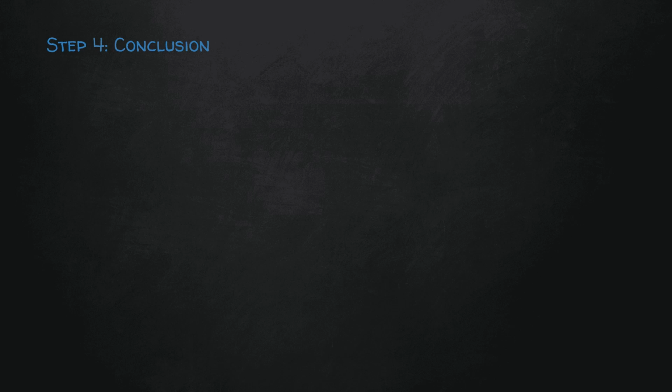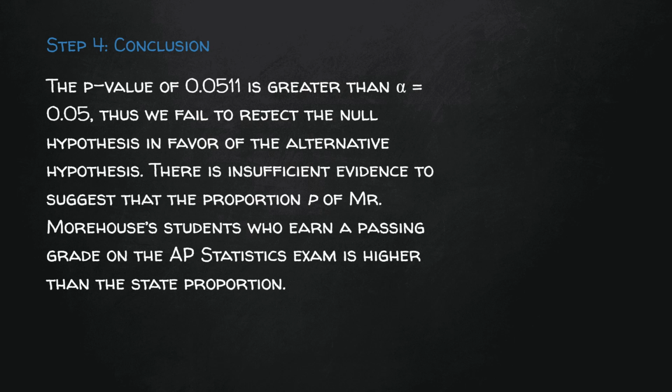Now, the last step in our 4-step process for a significance test is the conclusion. We're going to say that the p-value of 0.0511 is greater than our alpha of 0.05. Thus, we fail to reject the null hypothesis in favor of the alternative hypothesis. There is insufficient evidence to suggest that the proportion P of Mr. Morehouse's students who earn a passing grade on the AP statistics exam is higher than the state proportion.